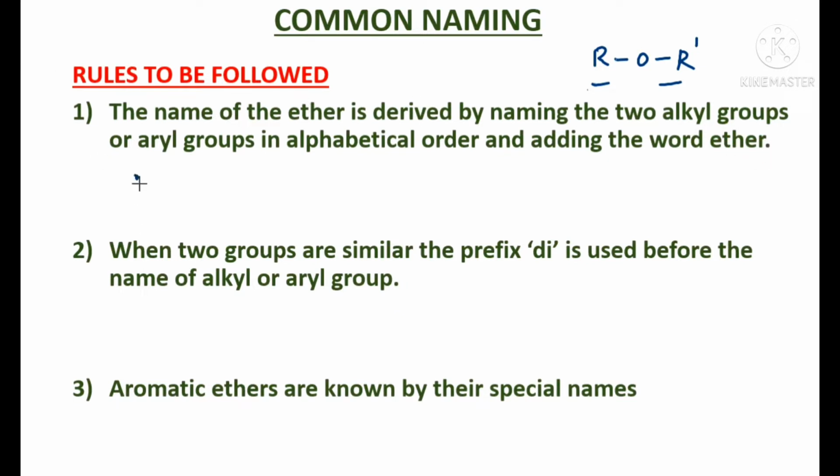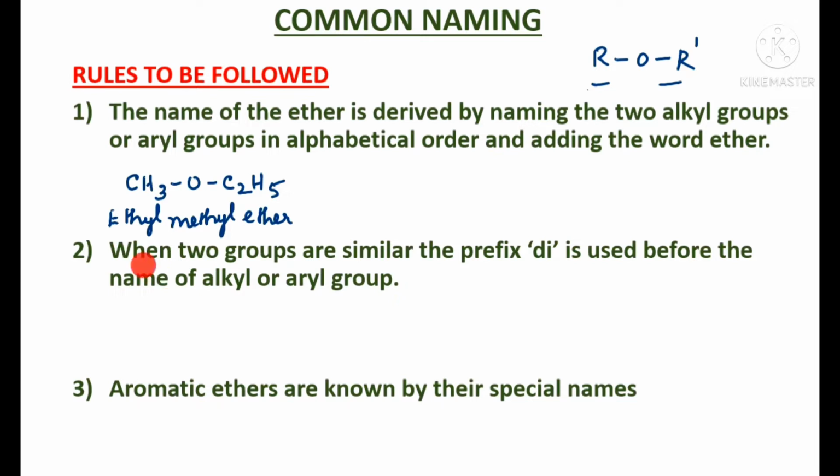For example, CH3-O-C2H5. See here, we are having two alkyl groups, one methyl group and one ethyl group. When following this first rule, we should arrange these alkyl groups in alphabetical order. So ethyl, E, stands first and methyl, M, stands next. So ethyl should come first and methyl should come next, and along with that you should use the word ether. So what is the name of this compound? It is ethyl methyl ether. Understood, students? So this is how you should write the common name.